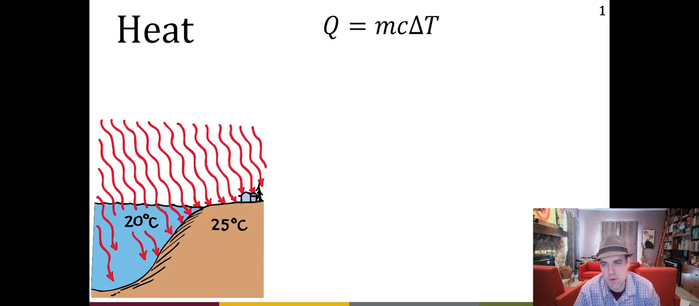Hello everyone. Let me walk you through the highlights for this unit, and we're going to continue to talk about heat. Specifically, how an object is going to change when we add heat energy to it. And the first equation we have here is Q equals mc delta T.